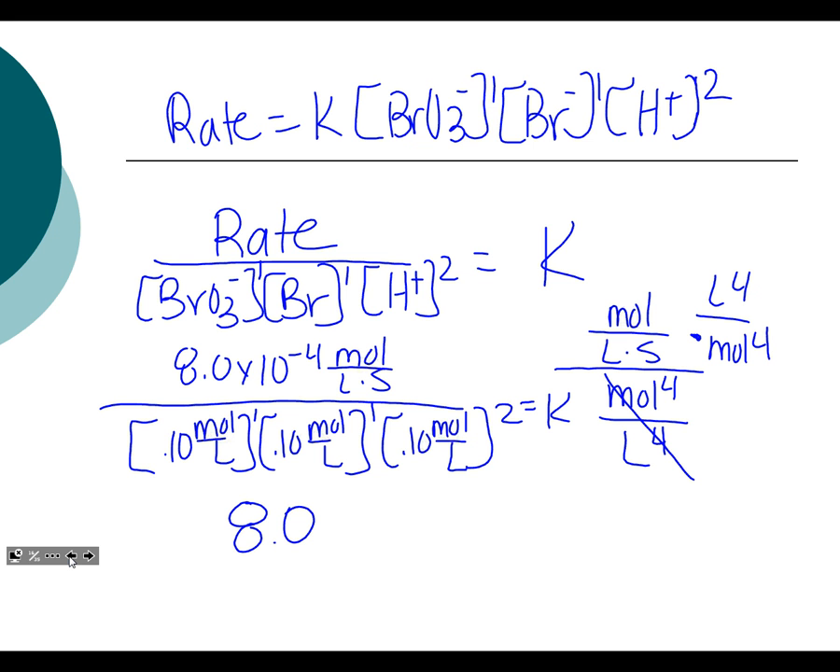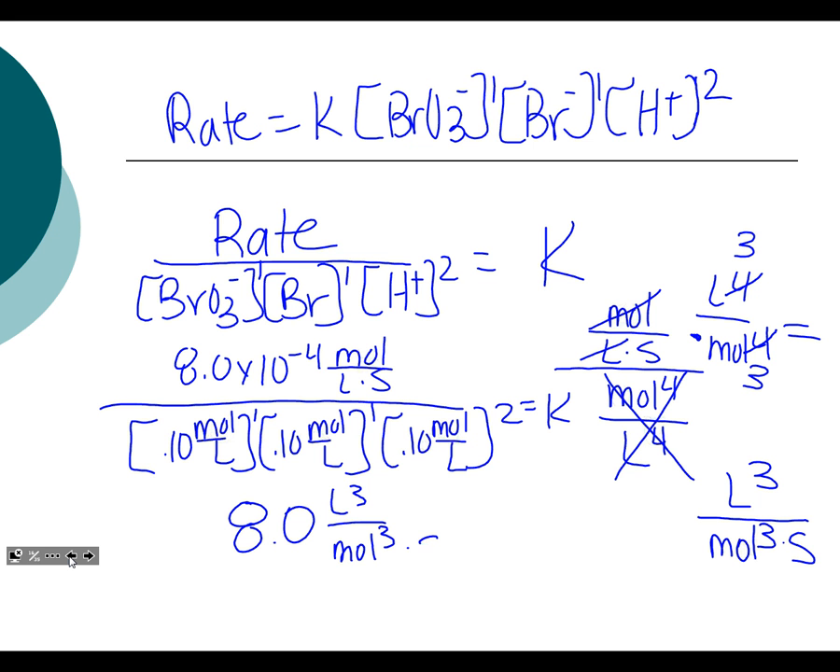And now cancel out whatever you can cancel out. This liter cancels out the 4th and leaves it a cubed. This mole cancels out the 4th and leaves it a cubed. So we end up with liters cubed per mole cubed second. That's a horrible unit. Liters cubed per moles cubed second.